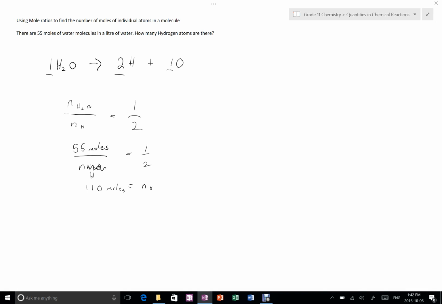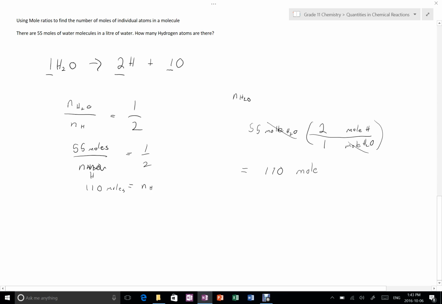You can do this as well using the factor reduction method. Here I have moles of H2O, and I want to convert those. So I have 55 mole H2O, and I want to convert that into mole H. So I cancel out my moles of H2O and my moles of H, so in 1 mole of H2O I get 2 moles of H. That cancels that, and I can think of this as a conversion as well. And I still get 110 moles of hydrogen. So mole ratio or conversion, either way is fine.